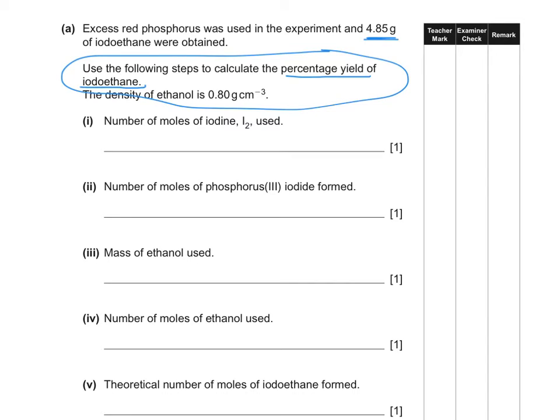Part 3 asks us to work out the mass of ethanol used. And we can't just use the second equation to work out a ratio of this, because we're actually given the mass of ethanol used in the previous part of the question.